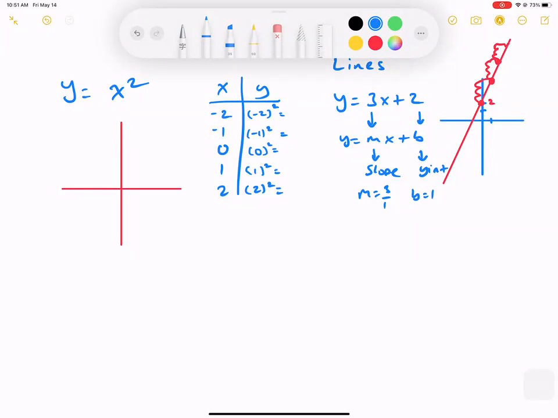So now I can do the math. Negative 2 squared is going to be positive 4. Negative 1 is going to be 1. 0 times 0 is 0. 1 times 1 is 1. And 2 times 2 is 4.